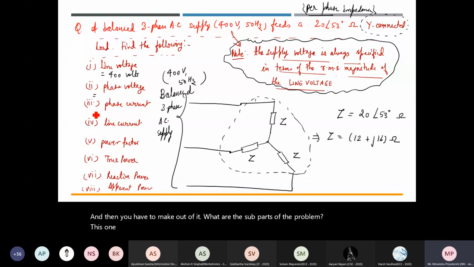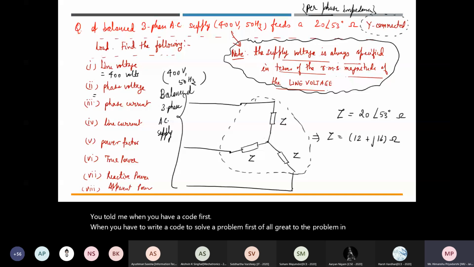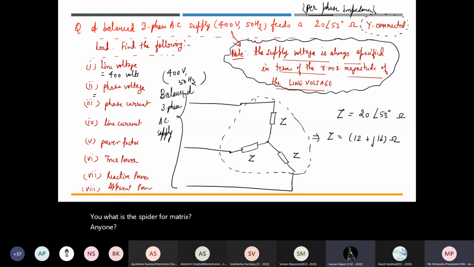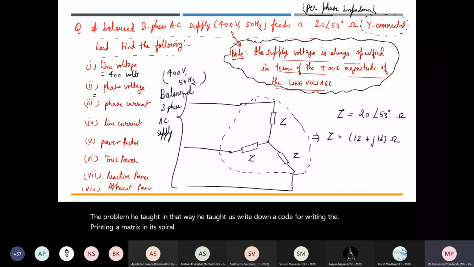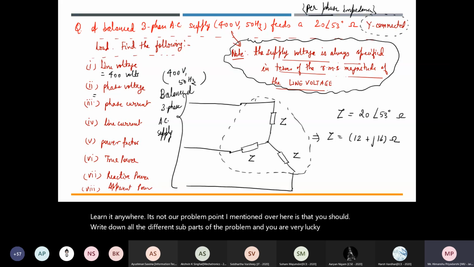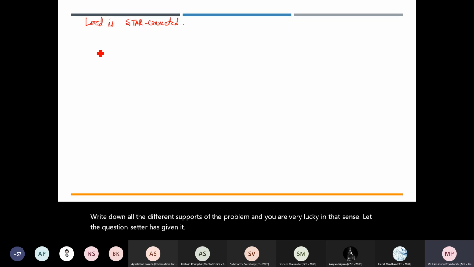This is one very important concept in coding which my teacher taught me and I still remember. He told me when you have to write a code to solve a problem, first of all break the problem into sub problems. He taught it with the example of writing the code for printing a matrix in its spiral form. Anyway, leave it, it's not our subject. The point I am mentioning is that you should write down all the different subparts of the problem, and you are very lucky in that sense that the question setter has given it.